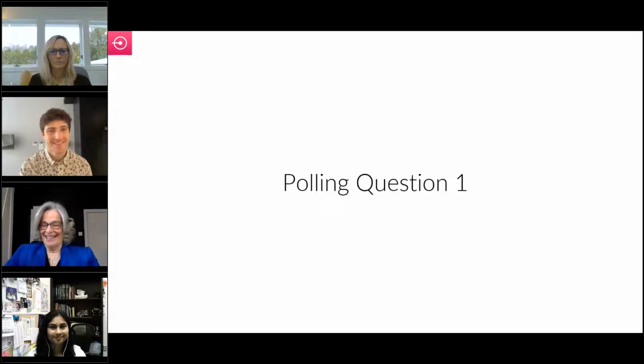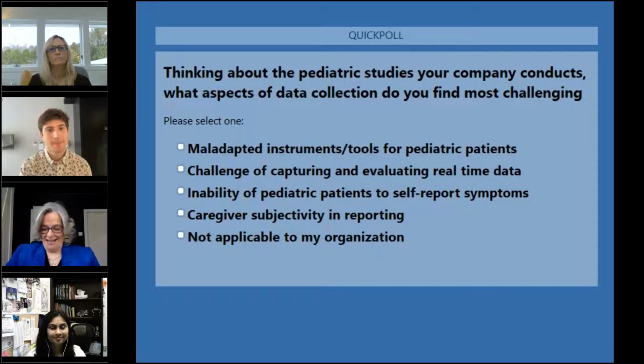Yes, so we've got a polling question for audiences. This should be appearing on everyone's screen right now. You can participate in this poll by selecting any of the answers that you see in front of you and then clicking submit. The question that we're asking you is, while thinking about the pediatric studies that your company conducts, what aspects of data collection do you find most challenging?